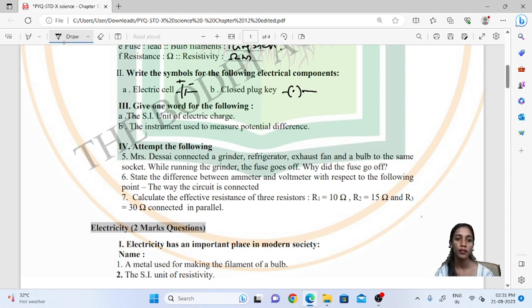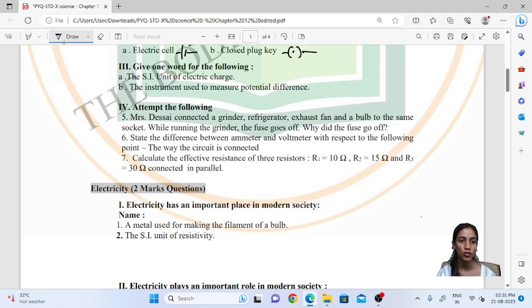Now the next one: give one word for the following. The SI unit of electric charge, we know that it is coulomb. We have to write the whole word, not just a simple symbol. Now the instrument used to measure the potential difference is the voltmeter.